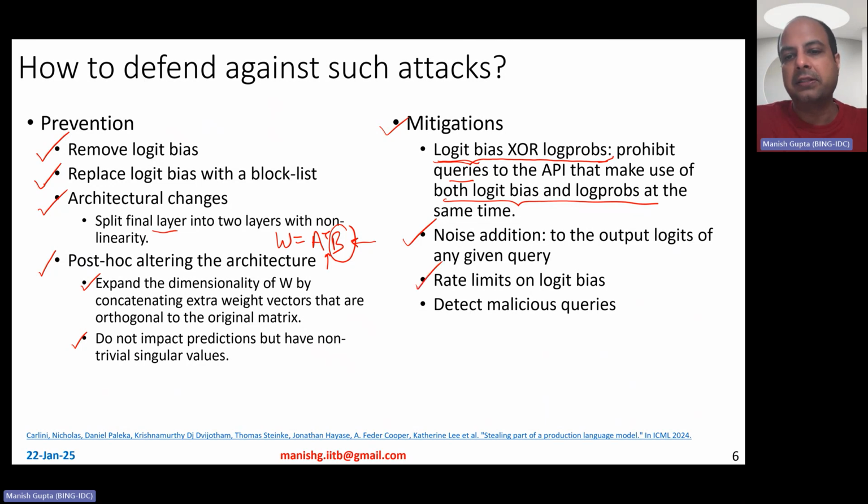Rate limit on the logit bias. Essentially, if you are accepting queries which have a logit bias in them, rate limit them severely or detect such malicious queries and just block attackers by their IPs and so on.